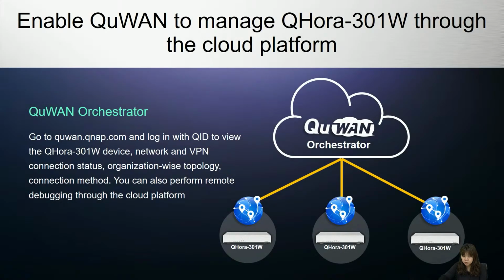For the QWAN orchestrator, you can just type in qwan.qnap.com and log in with your QID. You are able to see this cloud platform. And you can go to QHora-301W, the QWAN page, select the organization, region, site, and network role, and you are able to connect the device to the QWAN orchestrator.